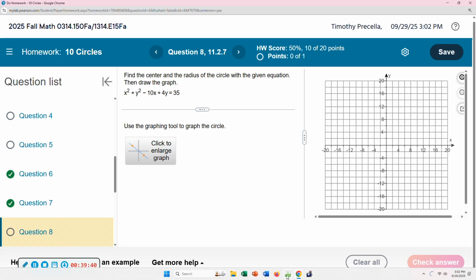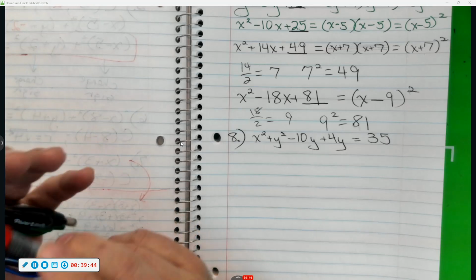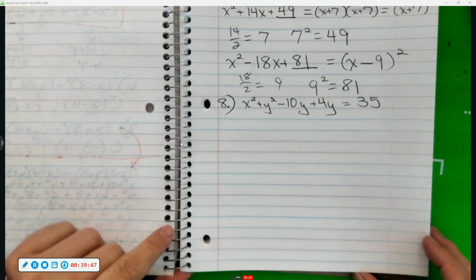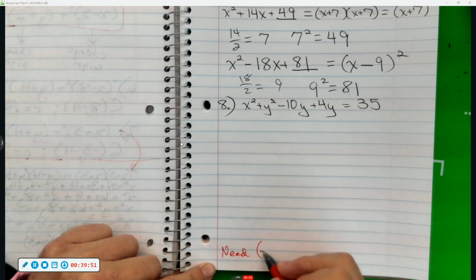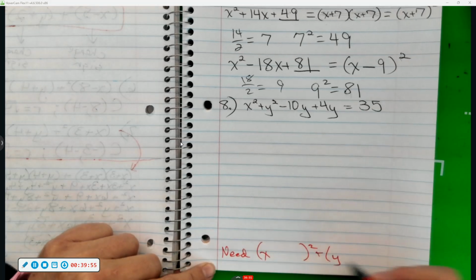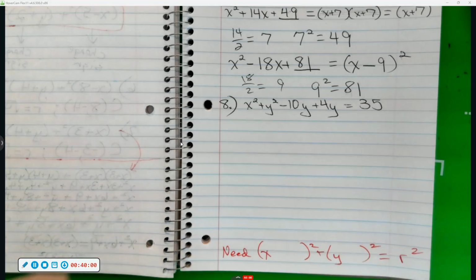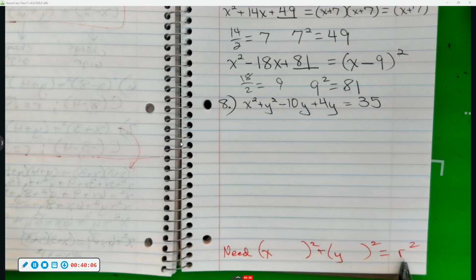Let me switch over to my paper. What we need, think about how we need the problem to look. We need it to look like this: (x - h) squared plus (y - k) squared equals a number squared. That's what we need. And once it's in that form, we just change sign, take the square root. The problem is getting it into this special form.